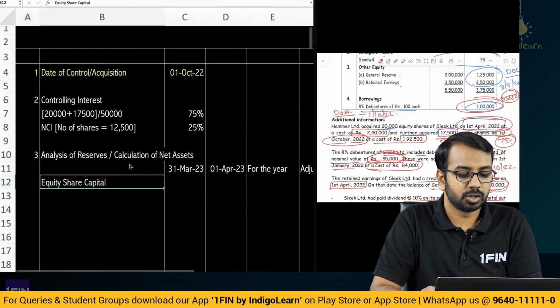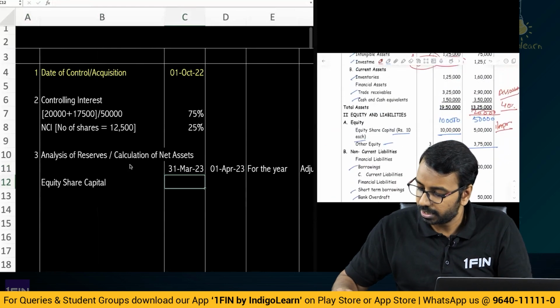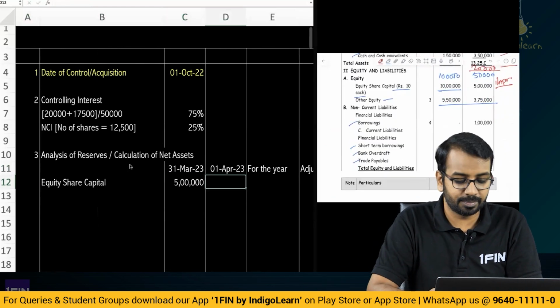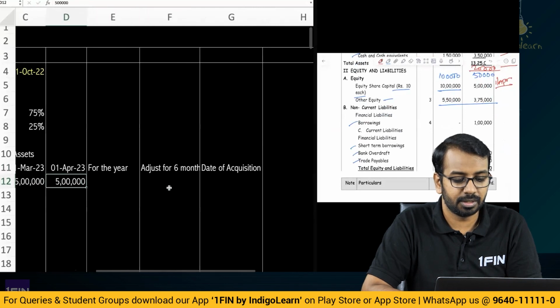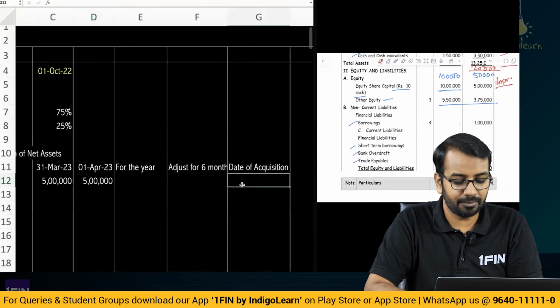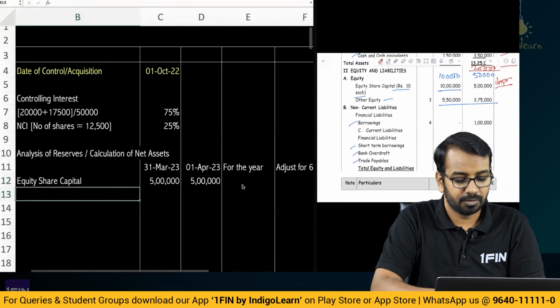amount. Okay. So, equity share capital, what they have given to us in the question, if you see, is how much? It is 5 lakhs. We have not yet given bonus impact, 5 lakhs on 1st of April. So, for now we will not do any adjustment, okay, and we will have on date of acquisition as 5 lakhs. Then we have general reserve.